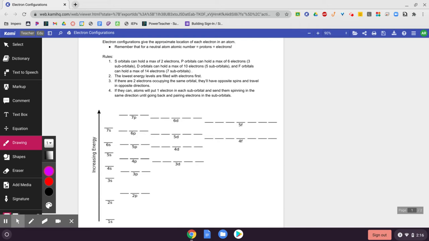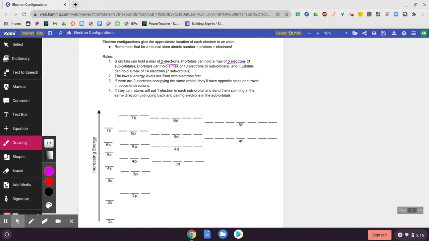So there are a couple of rules for us to keep in mind, and there are a couple different kinds of orbitals. So we have s orbitals that can hold a maximum of 2 electrons, p orbitals that can hold a maximum of 6 electrons.